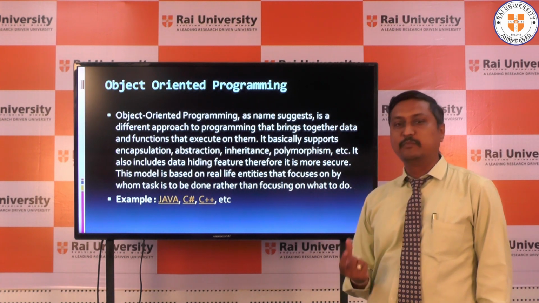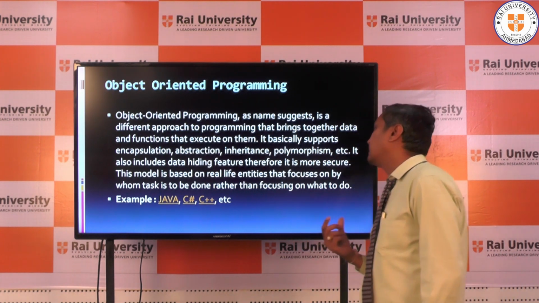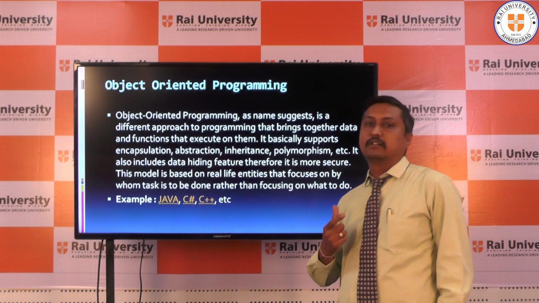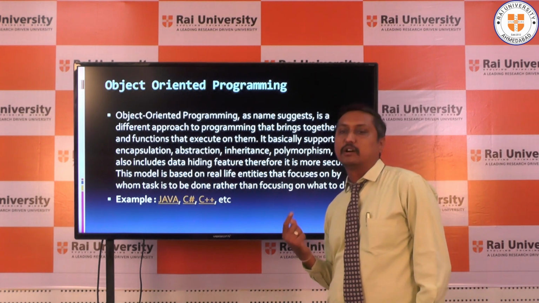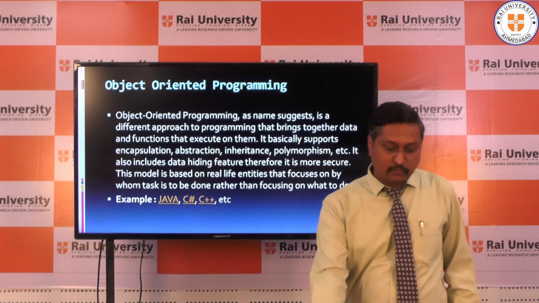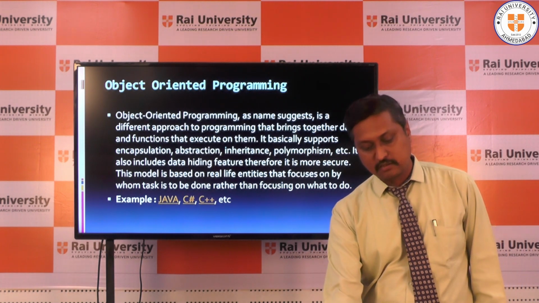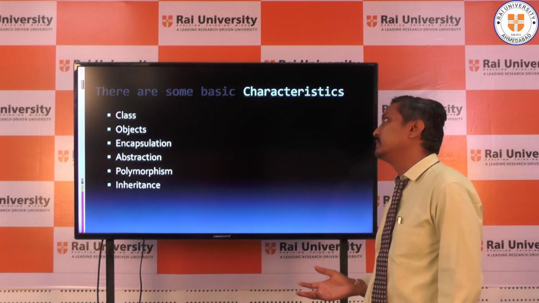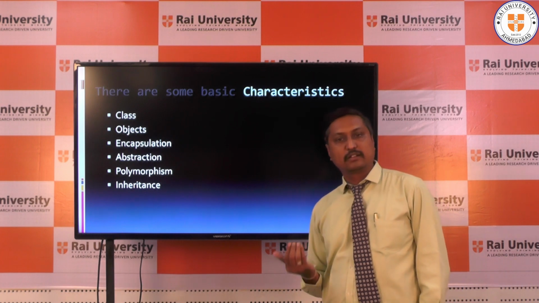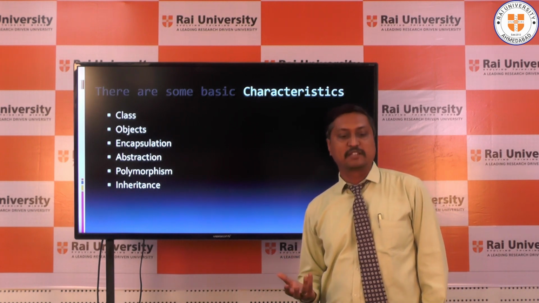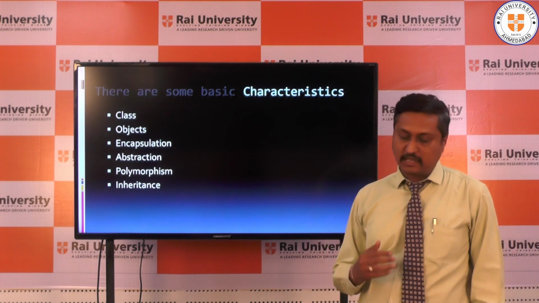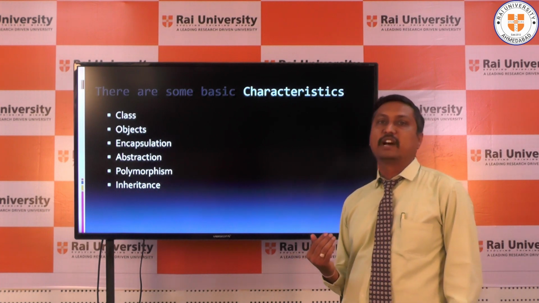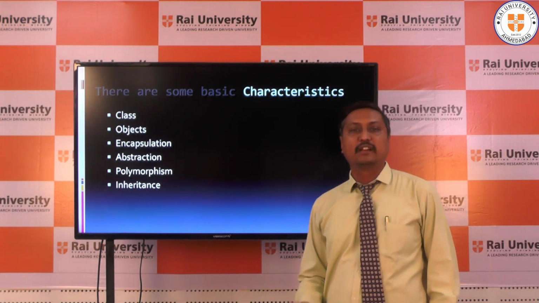And actually, object-oriented programming has a primary focus on what to do rather than when to do. Examples of that are Java, C++, and C Sharp. Here are some characteristics of the C++ language, or you can say object-oriented programming with C++: class, object, encapsulation, abstraction, polymorphism, inheritance. Now we can discuss each point in brief.